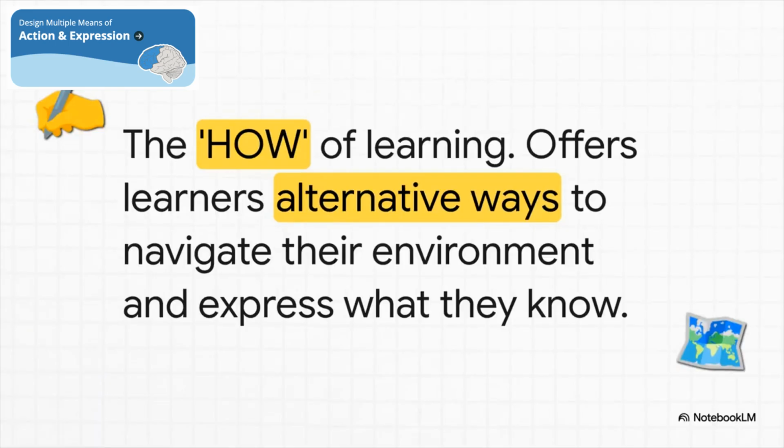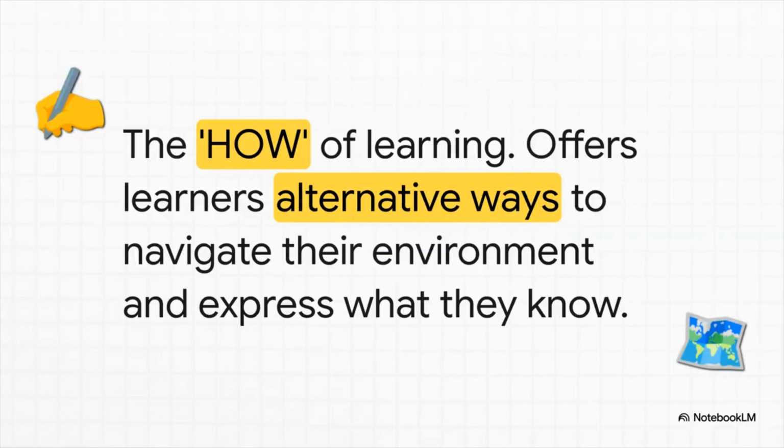And rounding out the trio is action and expression, the how. This is all about how students show you what they've learned. A 5-paragraph essay isn't the only way to prove you understand something. This principle says we should give kids options. Let them write, or give a presentation, or build something, or make a short film. It's all about flexible ways to express knowledge.